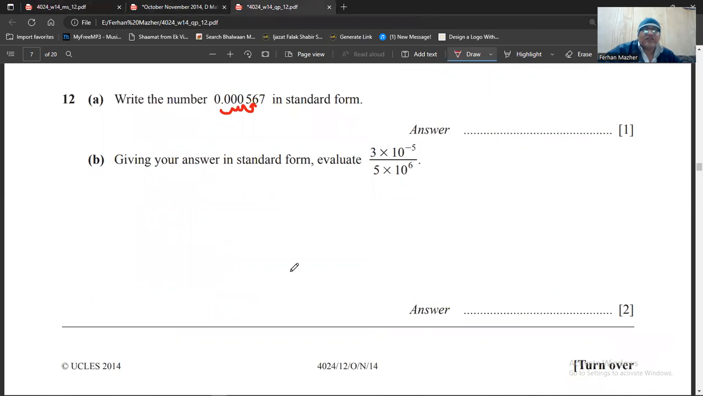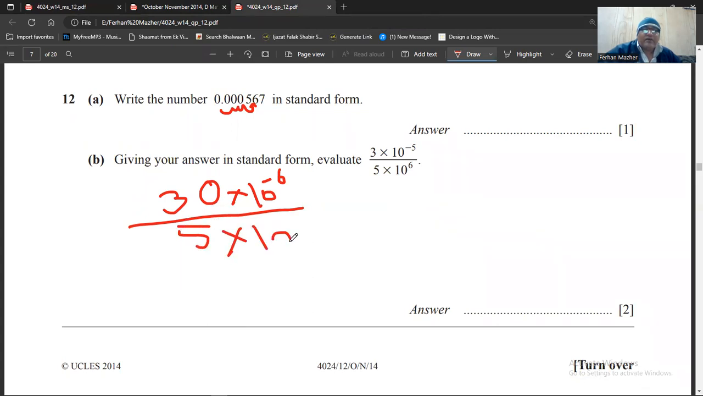This is the solution. Question number 12, part B. It says, give your answer in standard form, evaluating. Here we have this expression. So from here, move this decimal. The decimal is here. Move this decimal 1 step here. So it will become 30 × 10 raised to power minus 6, because I have moved the decimal 1 step to the right. So the power will decrease by 1.